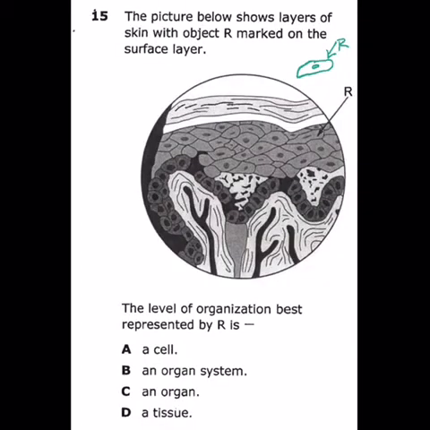Question 15. The picture below shows layers of the skin with object R marked on the surface layer. I've also redrawn it for you here. The level of organization best represented by R is A. A cell, B. An organ system, C. An organ, D. A tissue.